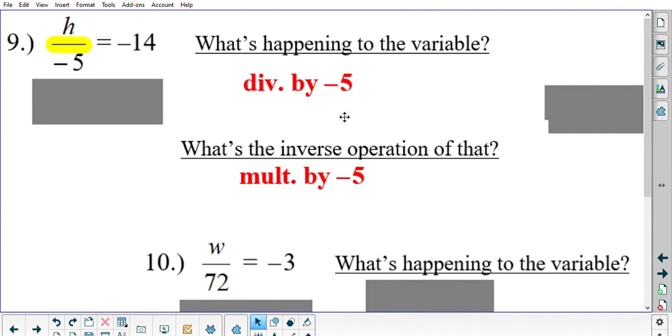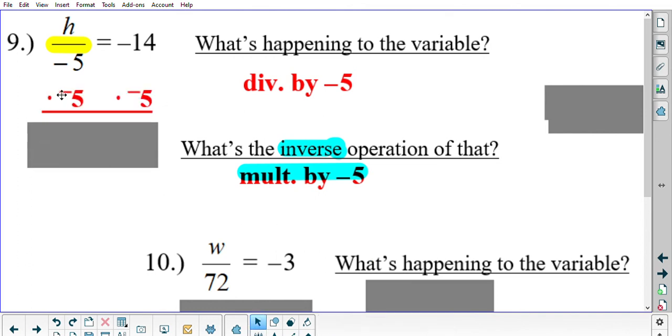Notice the negative is still there. So let's do what we said the inverse was, which was multiplying by negative 5. Let's do that inverse underneath the equation on both sides. Please double check that not only are you putting times dots, but you also have the negatives on those 5s. Every detail matters today, guys. Every detail. And there you go.